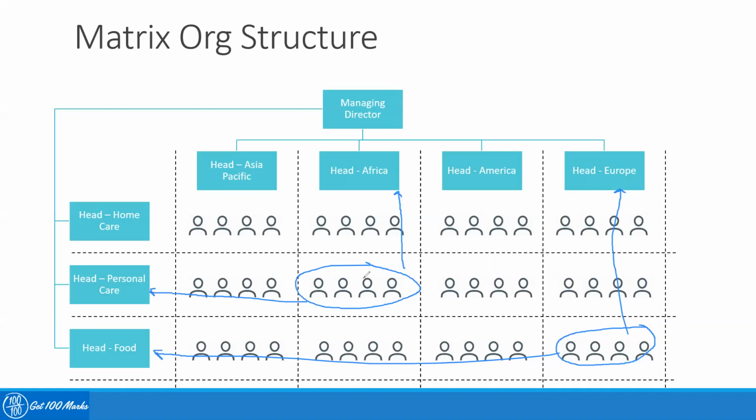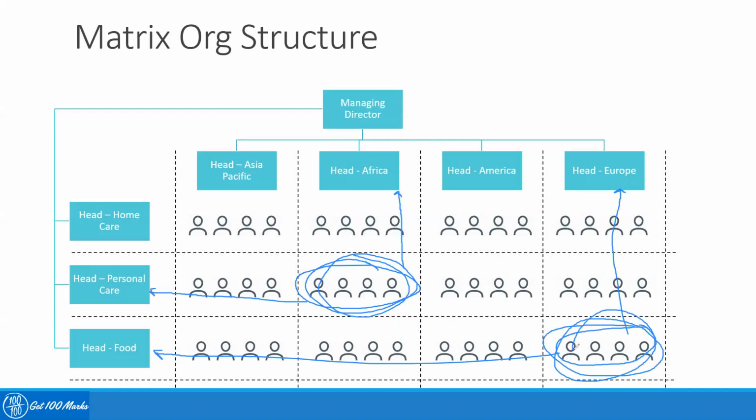So how it works is, if there is a client project, let's say the client is based out of Africa and the client industry is personal care, or the work that is required is around personal care, this is the team, these are the people that you look at for deployment for that particular project. Similarly, if there's a project from a European client based out of France, for example, and they are delving into the food industry, then these are the people that you look at for staffing onto those projects.